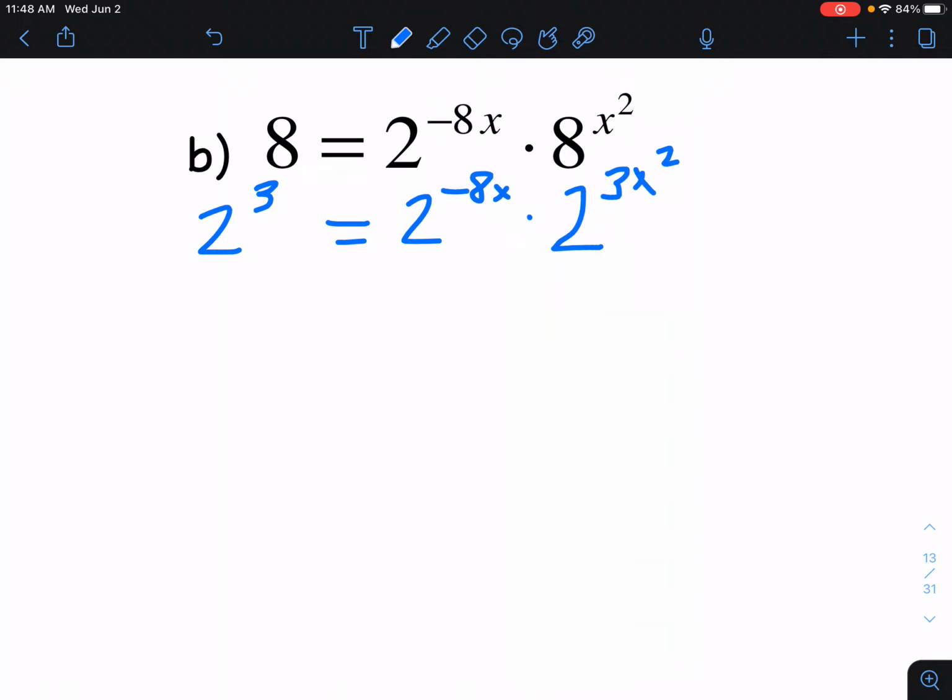All right, so now that they all have 2's, we do want to use some rules here. How can we set up this equation? Well, actually, the 2's on the right, we want to put those together. Now, if you remember exponent rules, when we have 2 with an exponent times 2 with another exponent, what are we allowed to do? We're allowed to write 2, and then we are allowed to add the exponents together.